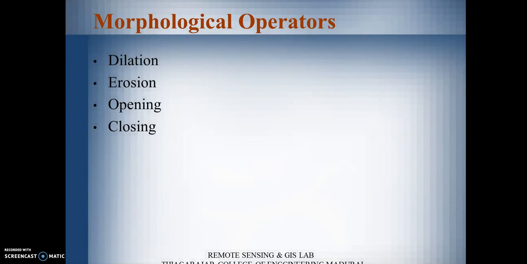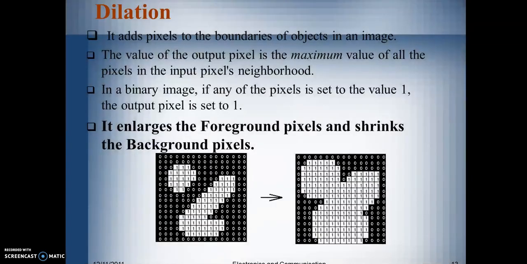Now the main idea of morphological operators is defined by the 4 operations: dilation, erosion, opening and closing. Among these 4, the primary operations are dilation and erosion. We will see dilation and erosion in this session, and we extend this with opening and closing. Dilation is nothing but enlarging or growing the foreground pixels and shrinking the background pixels.